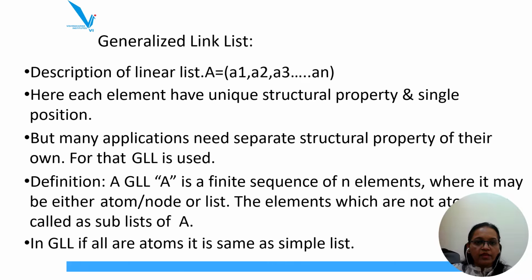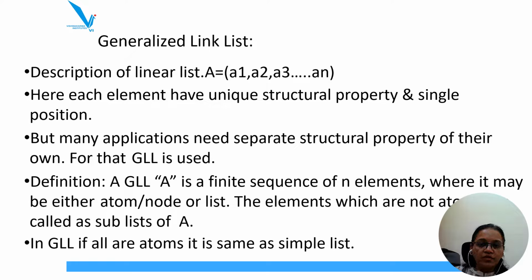Hello. So in this session, we are going to focus on generalized linked list. So what is generalized linked list? Suppose we have a linear list, say A is equal to A1, A2, A3 up to AN. That means list A contains n number of elements, A1, A2 up to AN.